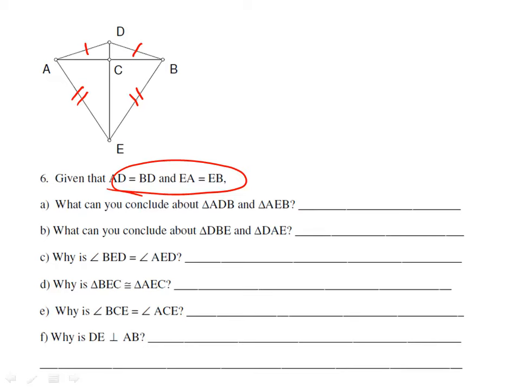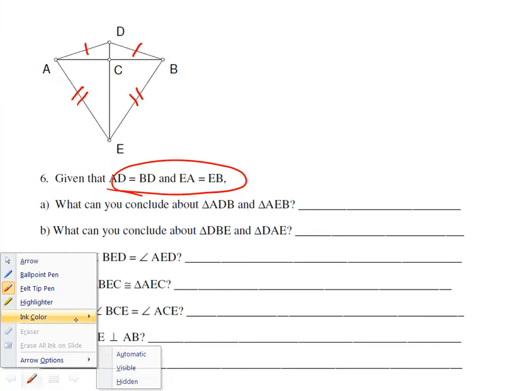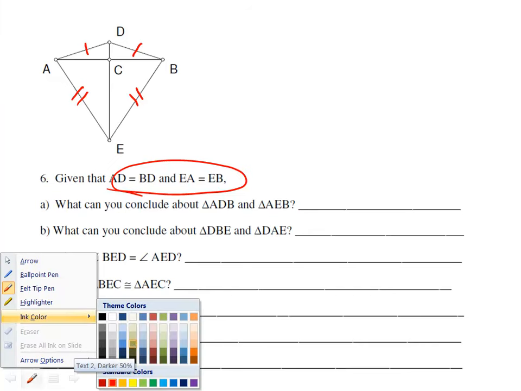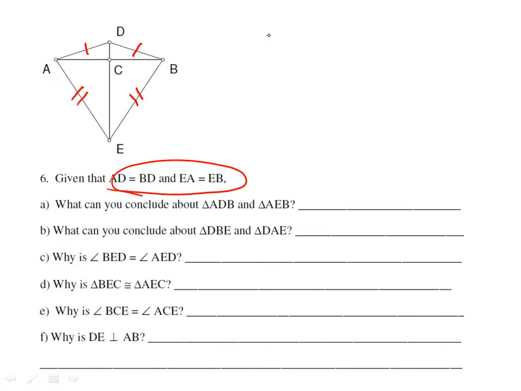Alright, so then they ask me, what can you conclude about ADB and EAB, or AEB? Alright, so I'm going to sketch these, and again, I can already tell you, it's not going to be a great drawing, so it doesn't have to be. It just needs to be able to communicate the information for you that makes sense. Alright, so here are the two triangles they're talking about in this problem.